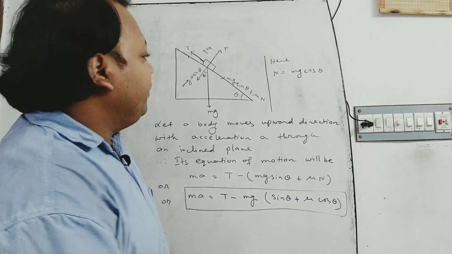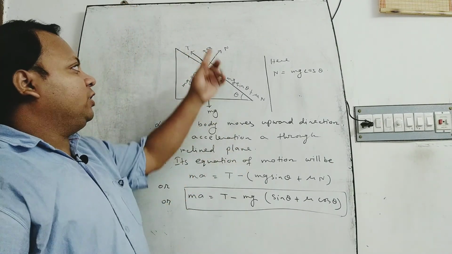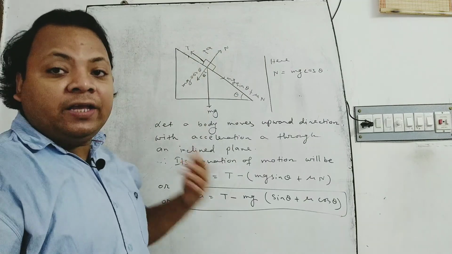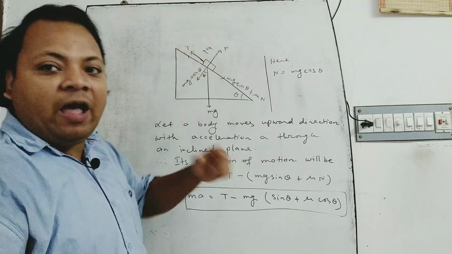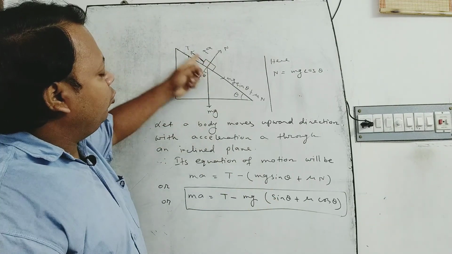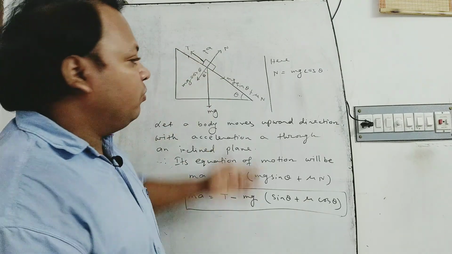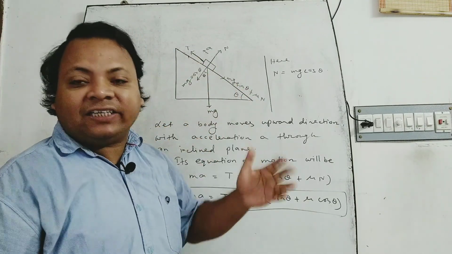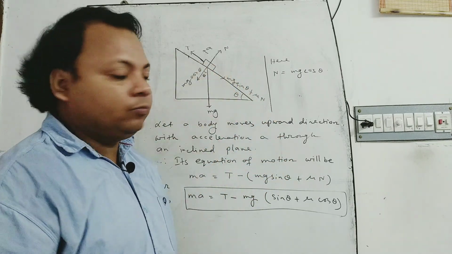Now the body is moved in the upward direction with an acceleration a by some external force capital T. Here T is the applied force which moves the body along the inclined plane in the upward direction. Here the friction mu into N acts in the downward direction along the inclined plane.